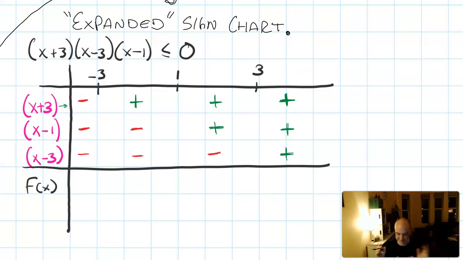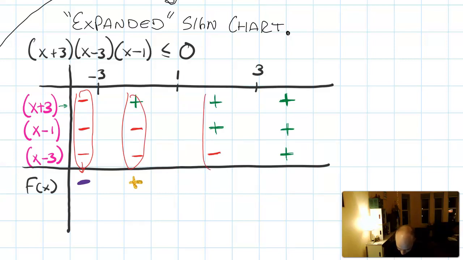So by doing the expanded sign chart, you can see where each factor flips more commonly, and then you're going to multiply down each row. 3 negatives multiplied down each row gives you a net sign of negative. 2 negatives and a positive going down each row gives you a net sign of positive. 2 positives and a negative gives you a net negative, but 3 positives gives you that net positive.